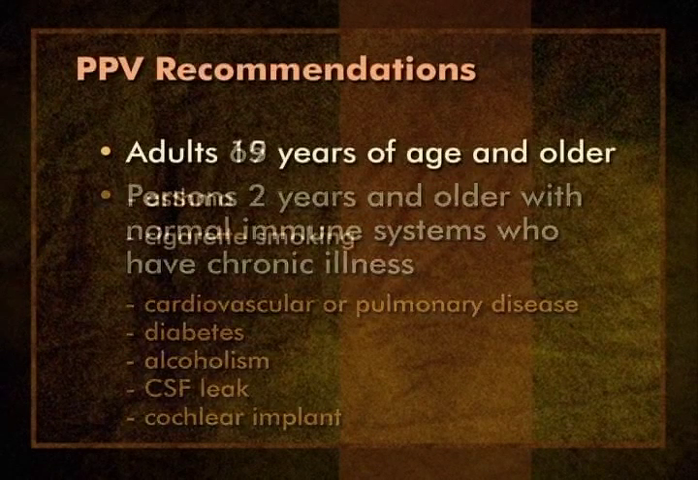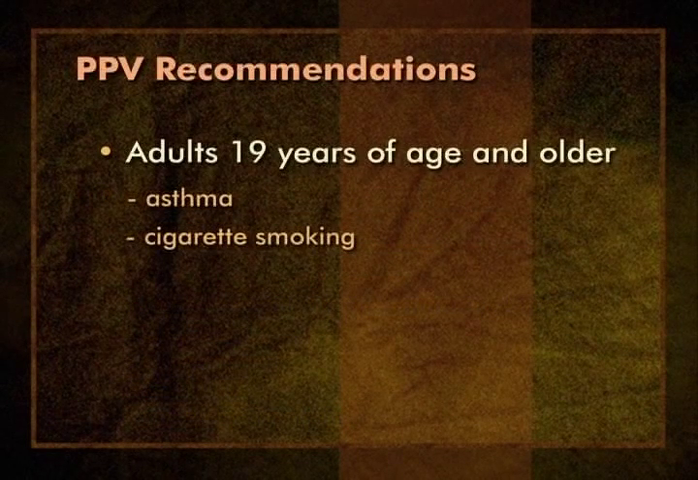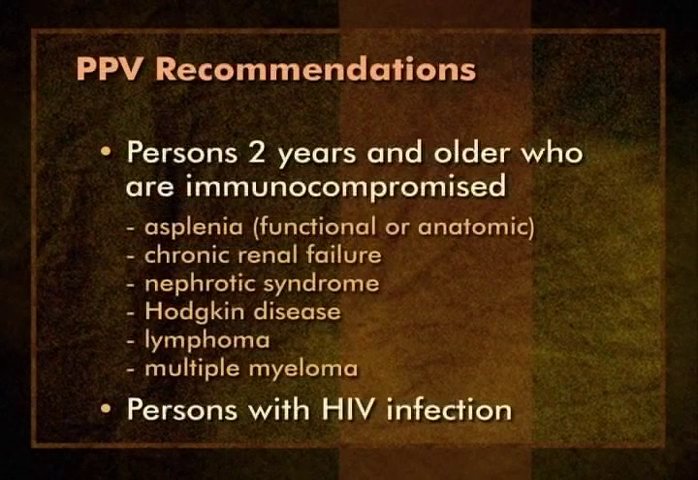In 2008, ACIP added two new indications for pneumococcal polysaccharide vaccine for adults 19 years of age and older. These new indications are asthma and cigarette smoking. These groups were added because of evidence of an increased risk of invasive pneumococcal disease. Available data do not support asthma or cigarette smoking as indications for PPV among persons younger than 19 years.